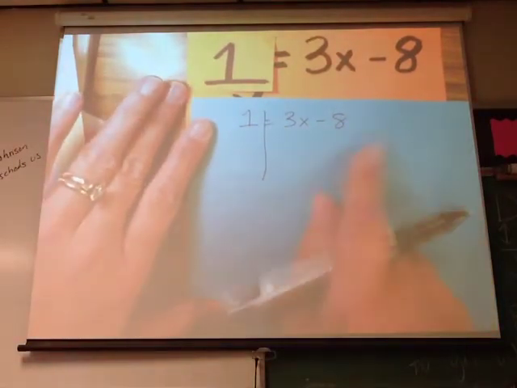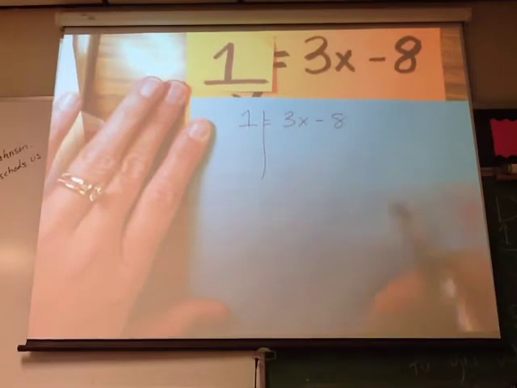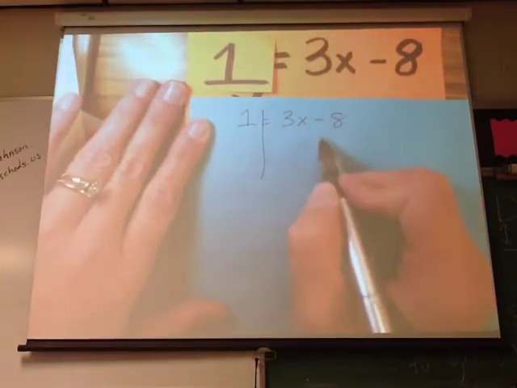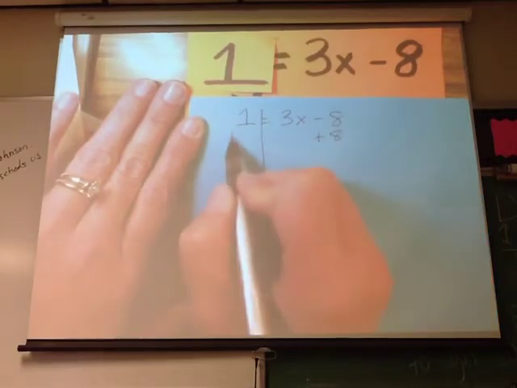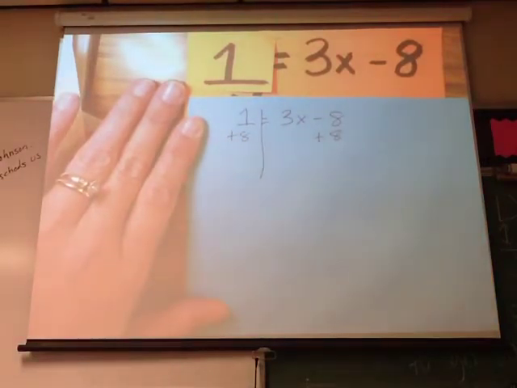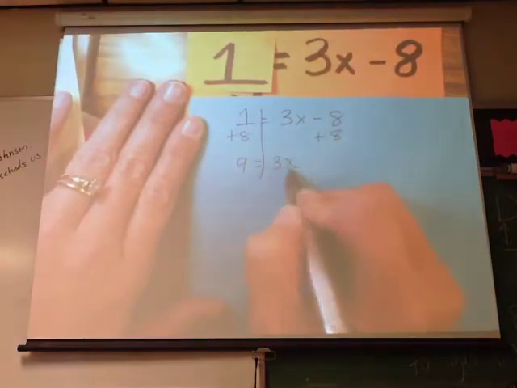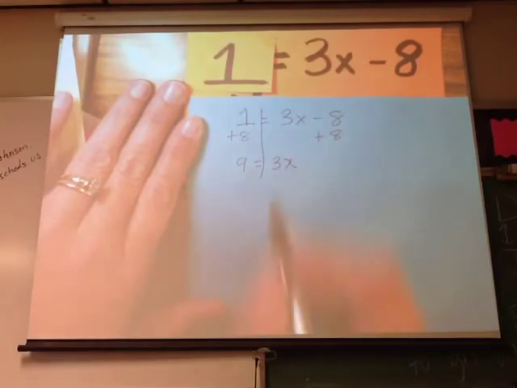What number over here do I need to get rid of first? The 8. How do you get rid of minus 8? Add it. Add 8 to both sides. This is not new information. It just looks a little different. So 9 equals 3 x's. How do I break apart the 3 and the x? Yes, by division. So divide that. So my x would be 3.